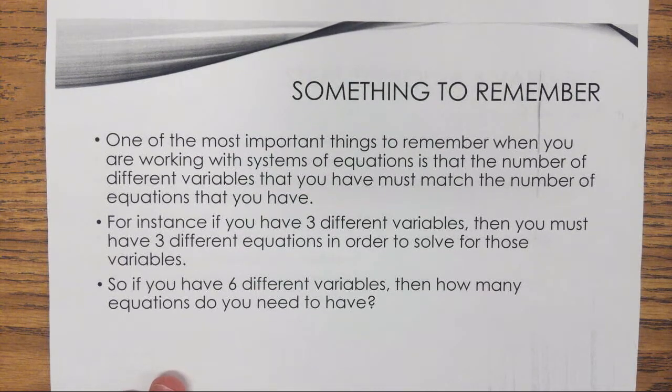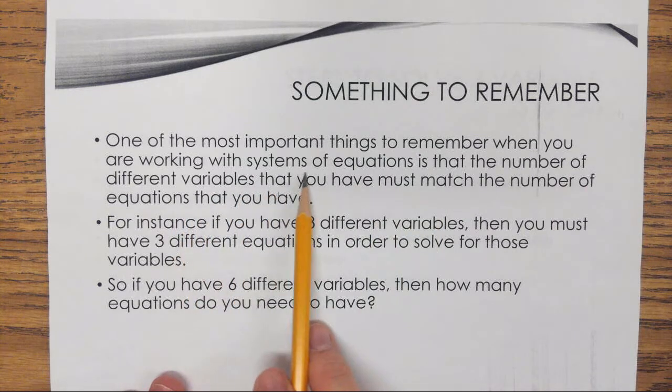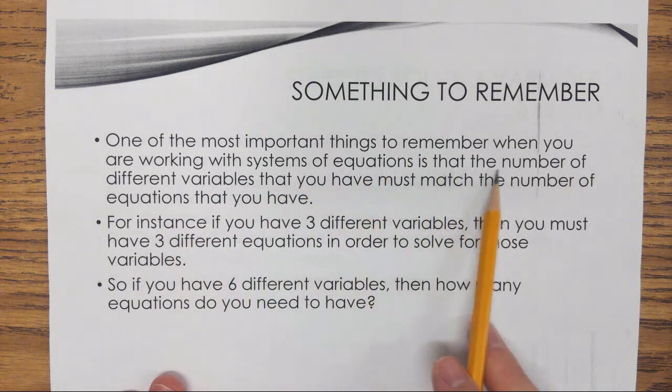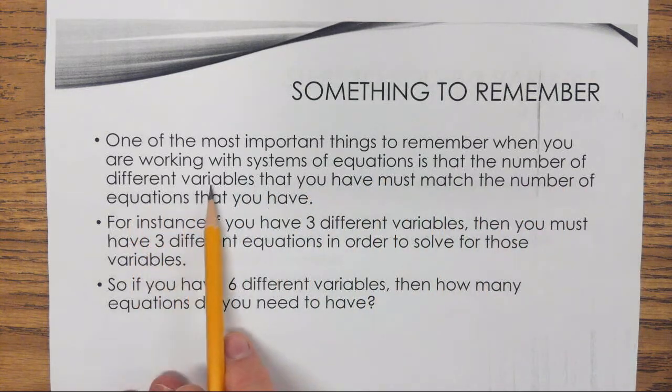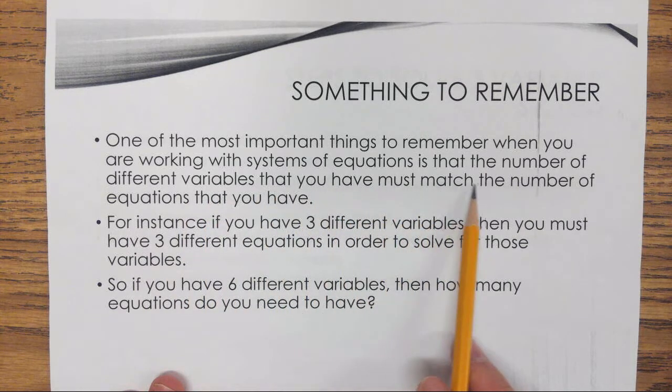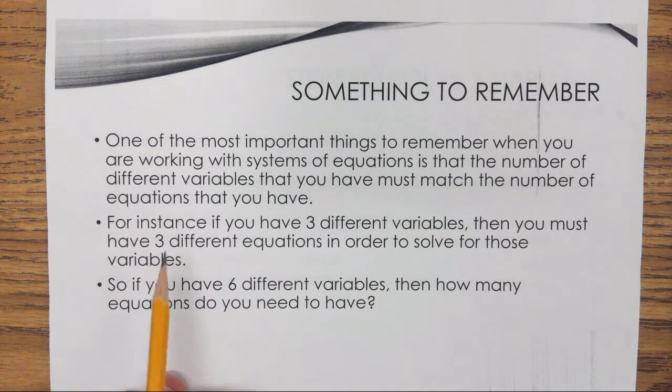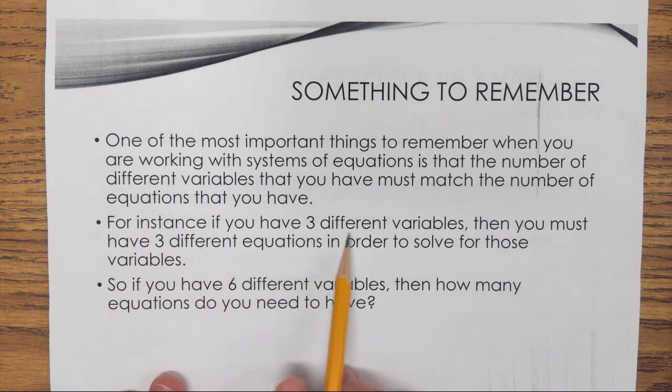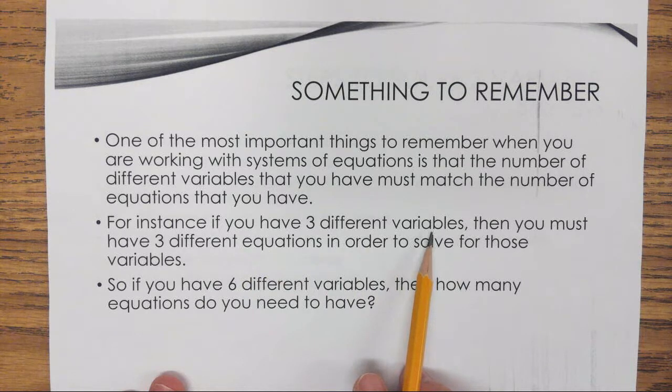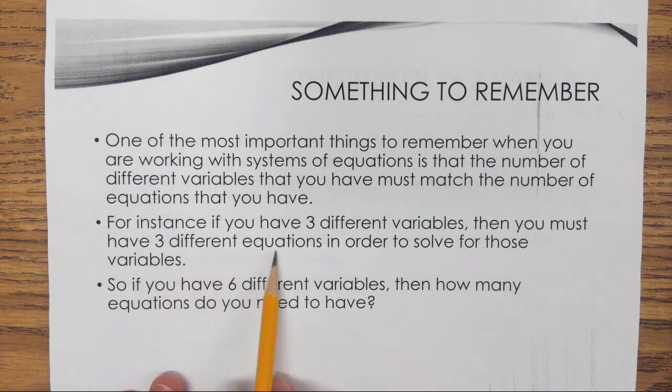One of the most important things to remember when you are working with systems of equations is that the number of different variables that you have must match the number of equations that you have in order to solve for those variables. For instance, if you have three different variables, like say x, y, and z, then you need to have three different equations in order to solve for those variables.